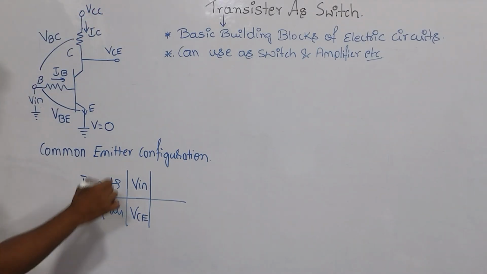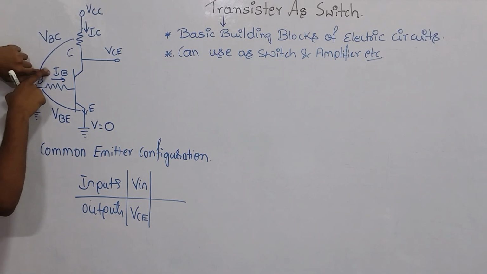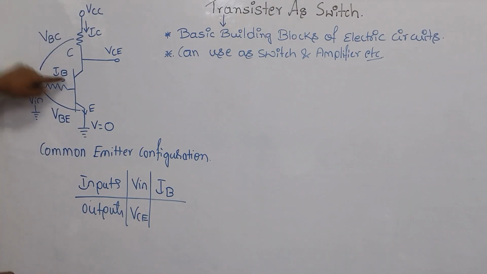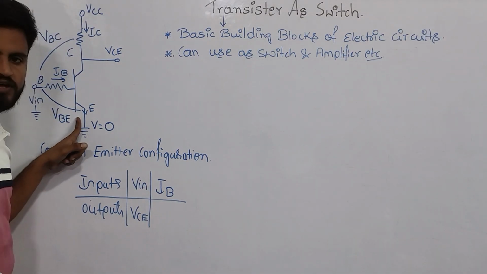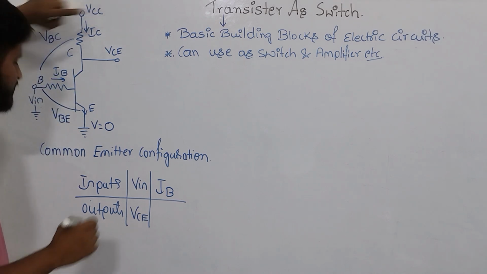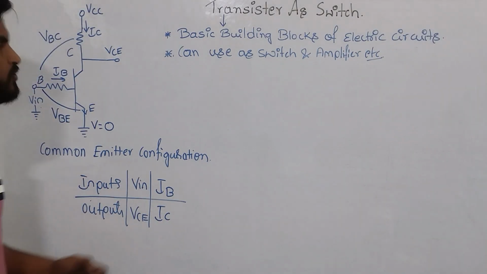Next, what is my input current? The input voltage is coming through the base, so you can conclude that the current from the base will be the input current, and at the emitter we can't have any current, so the only current left is IC, that is the collector current. You can call the collector current the output current.